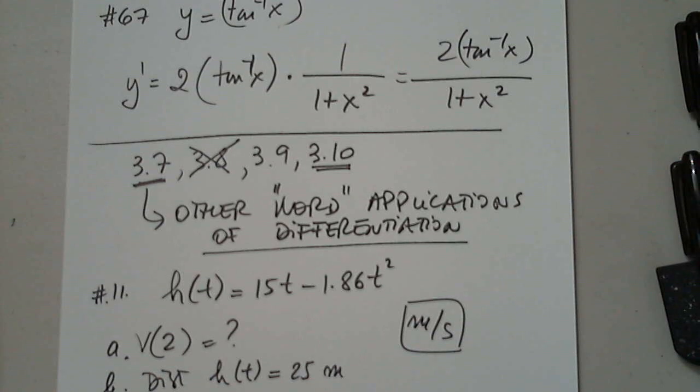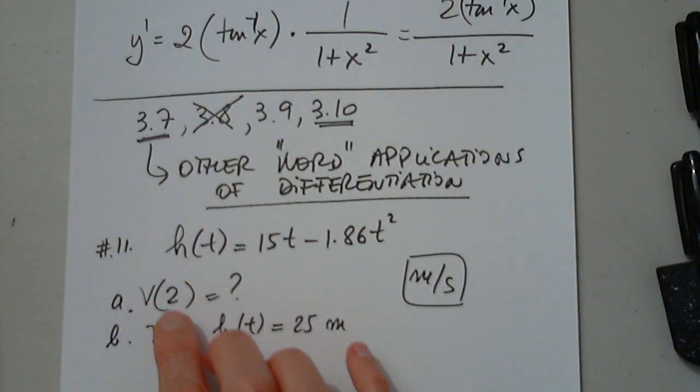So first of all, we are given the distance formula, and we're asked to find the velocity at 2. What do we need to find first?